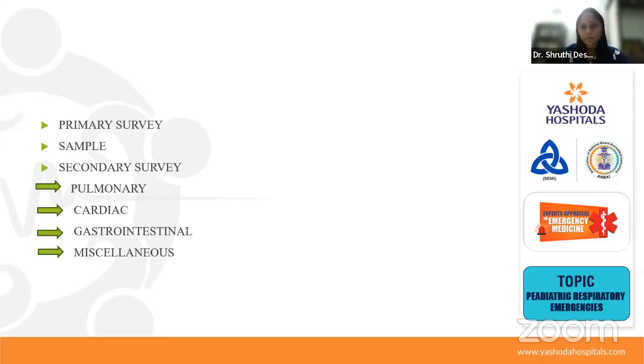After that, you proceed with the detailed SAMPLE history, where you're asking the history regarding signs and symptoms, allergies, any medications, past medical history, last meal, and events preceding. Followed by which, you come to the secondary survey and head-to-toe examination. After which, you can formulate your differential diagnoses depending on whether the respiratory distress is because of a pulmonary cause, cardiac cause, GI cause, or any miscellaneous cause like metabolic cause or CNS cause.